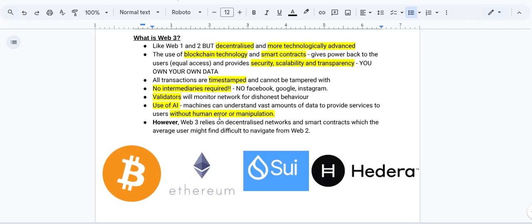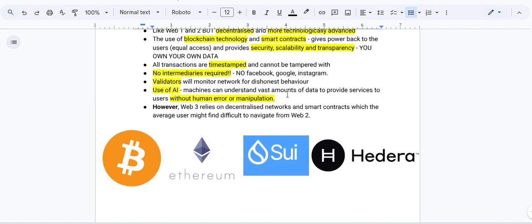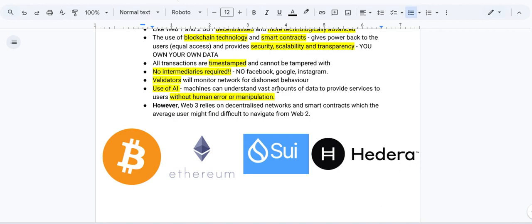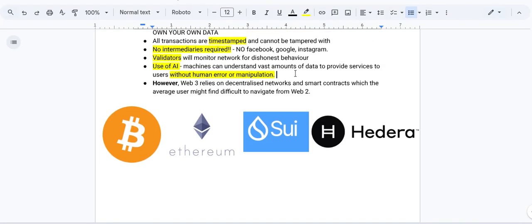And again, with Web3, what this does then is it's more of an AI use. So the use of AI is basically allowing machines to understand vast amounts of data to provide services to users without human error or manipulation. So with this, AI allows quite a large amount of information to be brought in, deciphered quite quickly, and then put out to you to provide a service. And with the internet today, it's allowing machines to understand it better to then provide a quicker service.